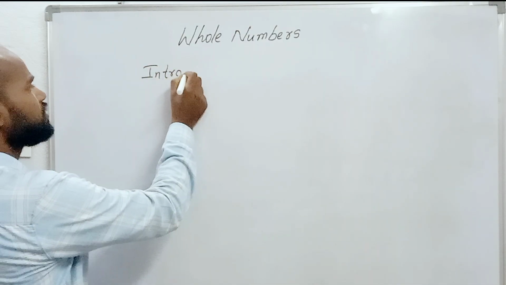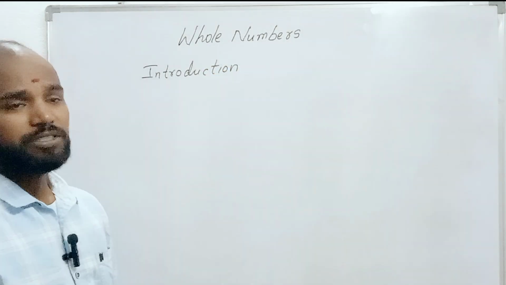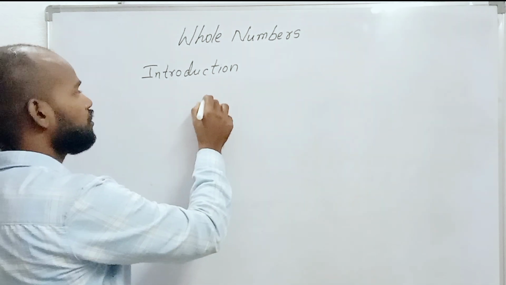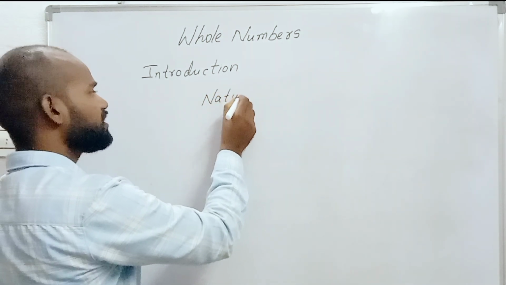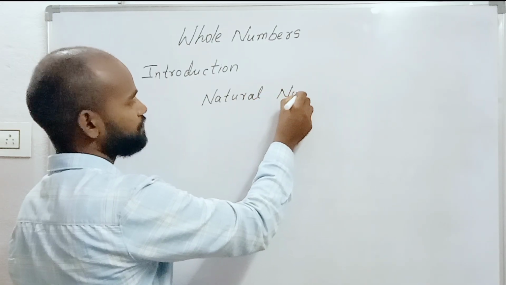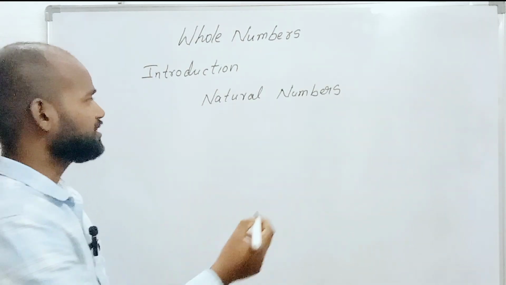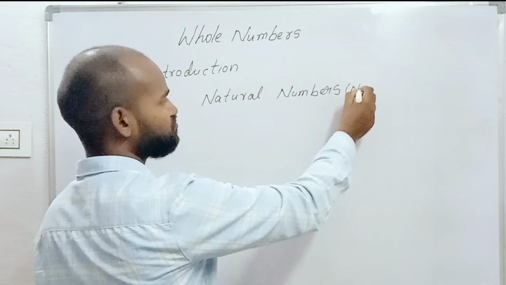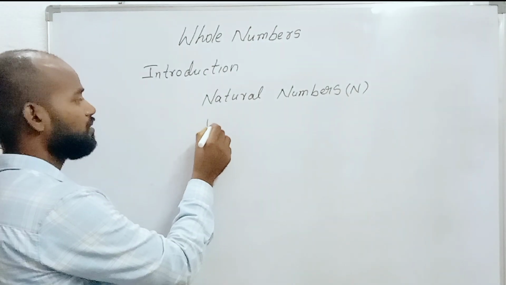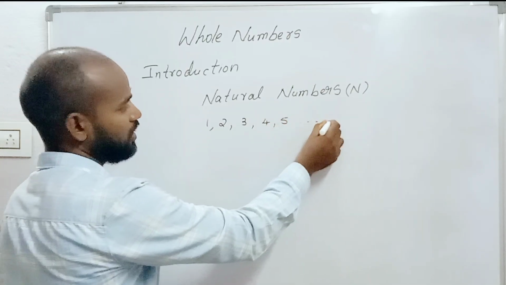First, what is a natural number? Before coming to the whole numbers, first we have to know what natural numbers are. From first class to fifth class we learn natural numbers. So what are natural numbers? Natural numbers are represented with N. Natural numbers are 1, 2, 3, 4, 5, and so on.